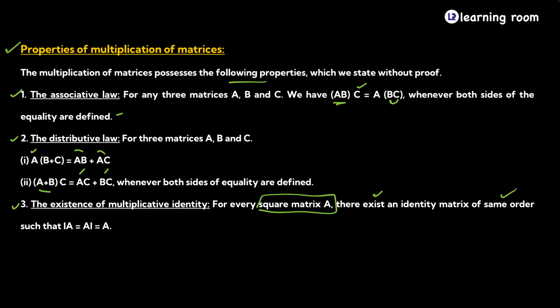Right? If it is 2 cross 2, identity matrix will be 2 cross 2, 3 cross 3, 3 cross 3. Like that, it keeps on going. So it should be of the same order in such a way that identity matrix multiplied with A or A multiplied with the identity matrix is the same as the matrix itself. This is the property that we are going to use in the concept of inverse of a matrix. Right? So just make a quick note of it.